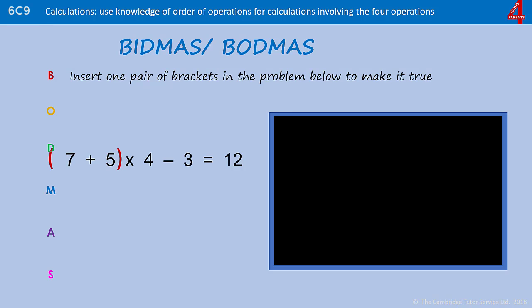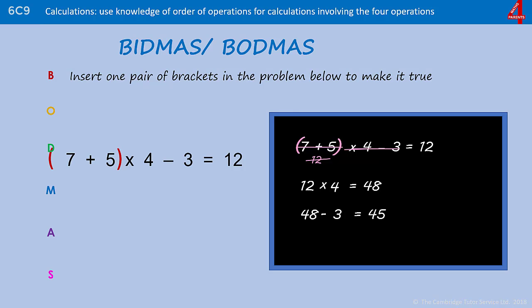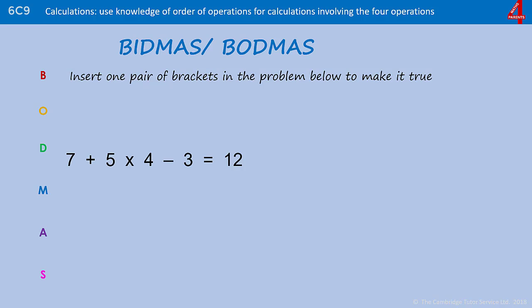Let's see if it works if we put the brackets round 7 add 5. So now we have 7 add 5 multiplied by 4 take away 3 equals 12. Does that work? 7 add 5 is in the bracket, so that goes first, that's 12. The next operation we need to use is multiplication. 12 times by 4, that's 48. And we're left with minus 3. 48 take away 3 is 45. So that one isn't correct either. Let's try a different way.